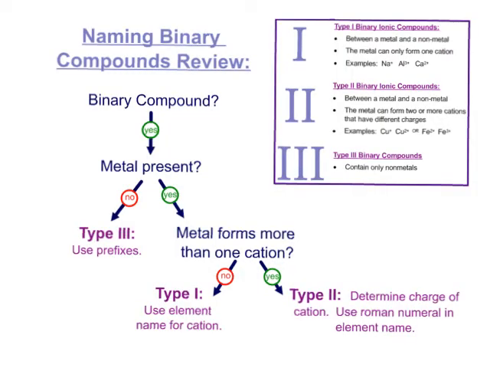Here's a little bit of review for you. If this is helpful, you can pause this and use this to help you remember how to name binary compounds. I've listed 1, 2, and 3 again, just as review. You can ask yourself, is it a binary compound? Well, if it is, is there a metal present? If there's no metal present, remember we're going to name it as the type 3, and we're going to be using prefixes. If there is a metal present, we'll ask ourselves, does that metal form more than one cation? If it does not, if it only forms one cation, it's going to be type 1, and we use the element name for the cation. If that metal does form more than one cation, we're going to use the type 2 naming conventions where we use Roman numerals in the element name.